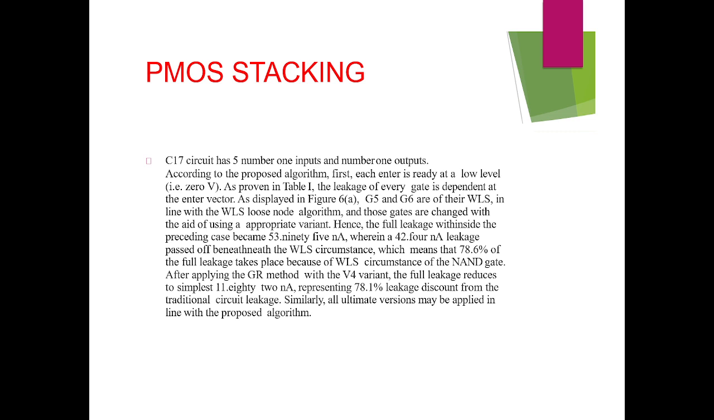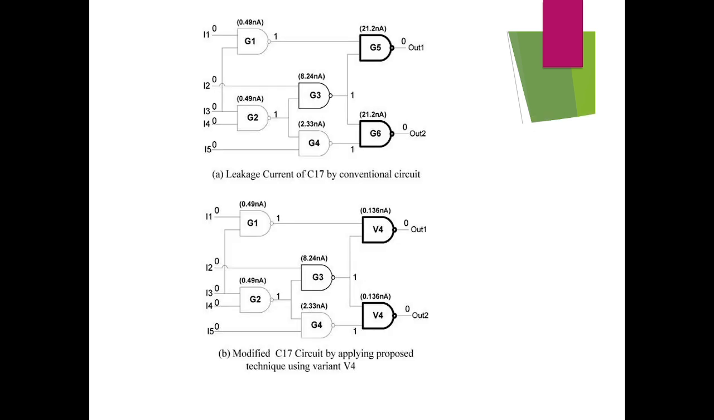But I'll just read it out for you, as shown in table 1. The leakage of every gate depends on the input vector, as displayed in figure 6a, which is in the next slide. G5 and G6 are in their WS according to the WS-free node algorithm, and those gates are replaced by an appropriate variant. Hence, the total leakage in the preceding case becomes 5395 nA, where 42.4 nA of leakage was removed under the WS condition. The first diagram shows the leakage current of the C17 circuit in the conventional circuit, and the second is the modified C17 circuit obtained by applying the proposed technique we discussed earlier.